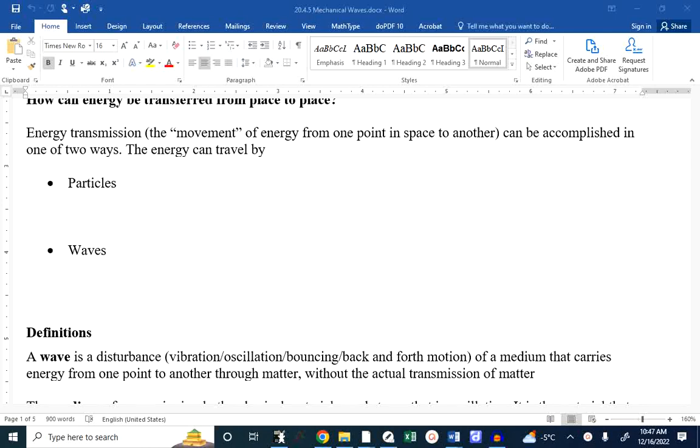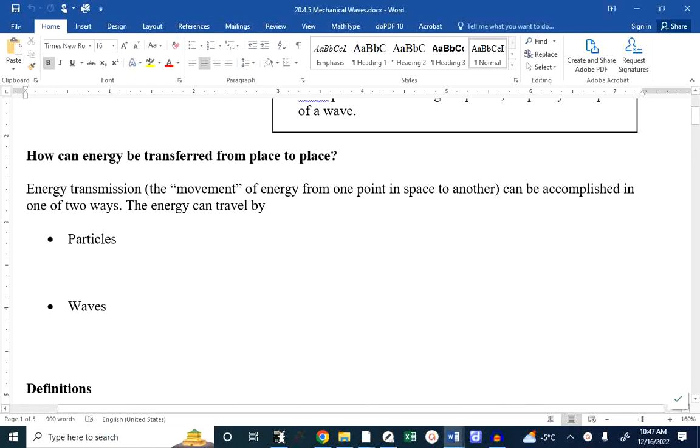So you can transfer energy by moving particles from place to place, like a baseball moving through space is particle transmission of energy, or you can transfer energy using waves. And the concept of a wave is that you have some thing oscillating, and I don't want to worry too much right now about electromagnetic waves, okay? I want us to just focus on mechanical waves.